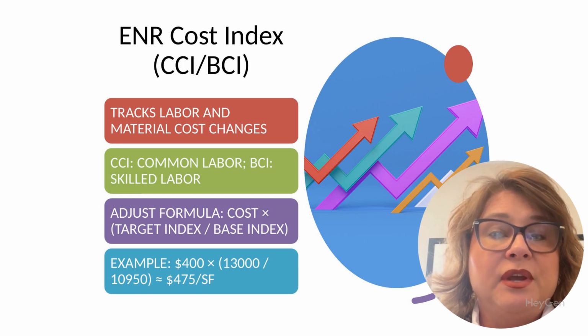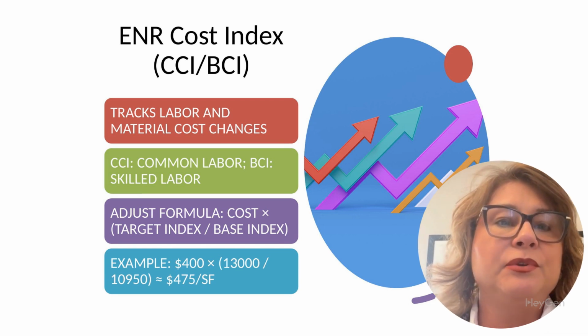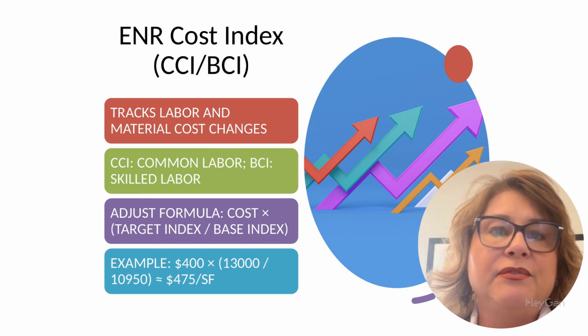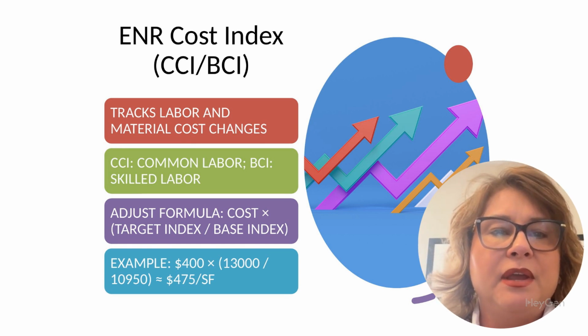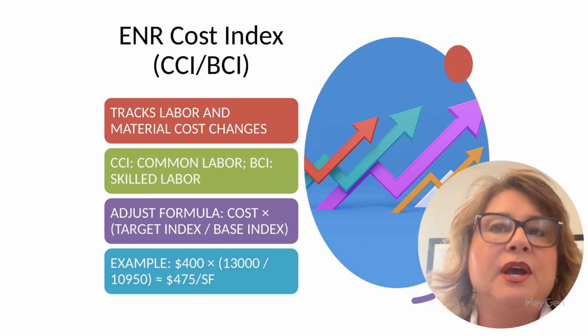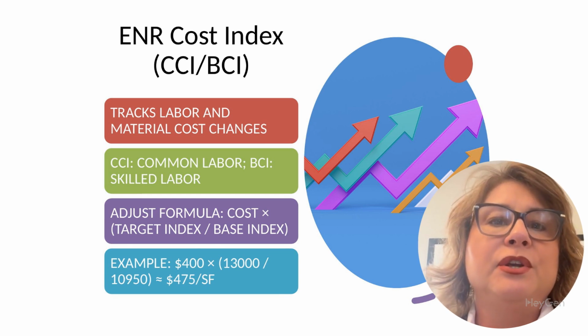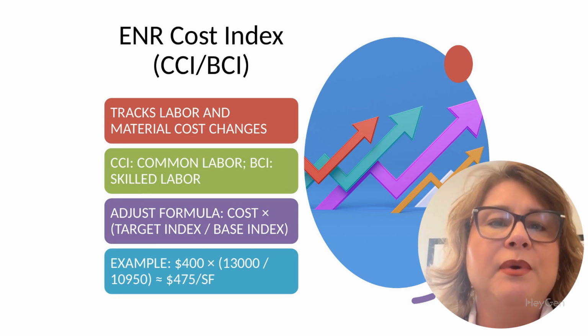Let's take a closer look at one of the most common tools for adjusting historical construction costs over time, the ENR Cost Index. This slide helps you understand how to use the CCI or BCI depending on the phase of your project and the type of estimate you're preparing. 1. Tracks labor and material cost changes. The ENR Cost Index is published monthly and tracks changes in labor and material costs. It includes 2 key indexes: the Construction Cost Index, CCI, and the Building Cost Index, BCI. Both help you update historical unit prices to reflect current market conditions.